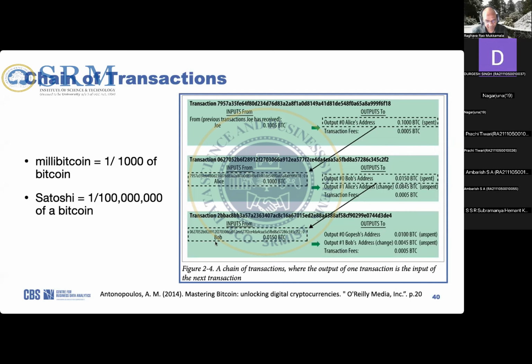In the case of Bob, he receives 0.015 bitcoins. Then he can transfer further, and he can split, and he can create and things like that. Bitcoin value is quite high. I don't know what the price is now, maybe $50,000, $60,000 or something like that. So then you also talk about the fraction of the bitcoins, milli-bitcoin. Satoshi is, I think, one hundred millionth. You split the bitcoin into 100 million, then it is called a Satoshi and things like that.